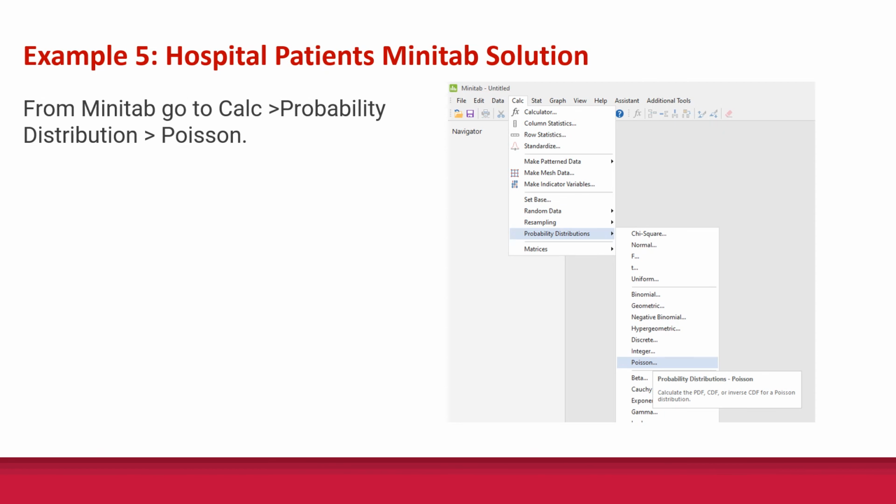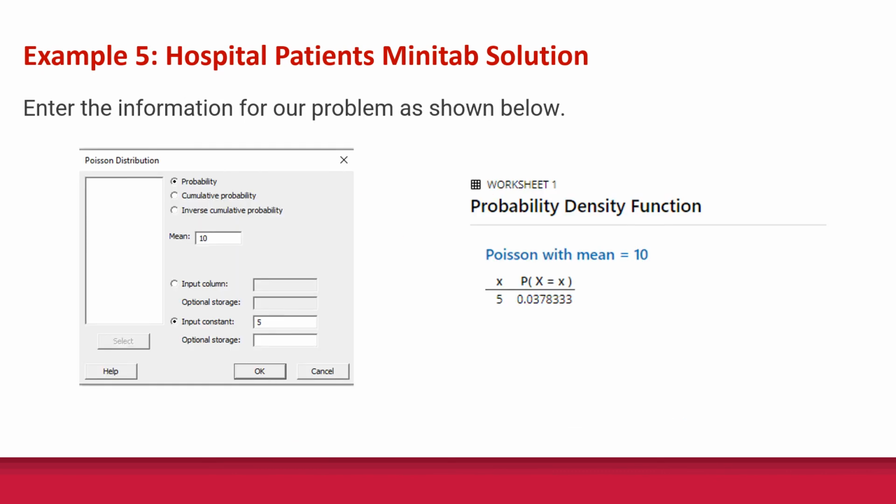To calculate this in Minitab, let's go to Calc, Probability Distributions, and choose Poisson. Here we enter the data that we're given. The mean is 10. The input constant is 5. Click OK, and then Minitab will give you the results. It says that exactly 5 arriving has a probability of 0.0378, so roughly 3.8%. So no, it's not very likely in this case.